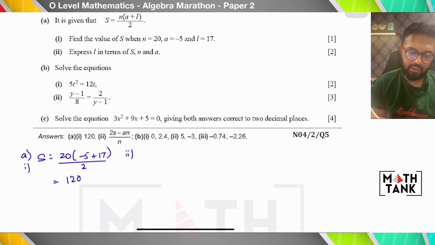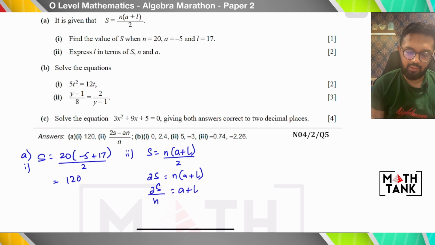So I'm going to make L the subject. I'm going to first cross multiply 2. So 2S over N equals A plus L.